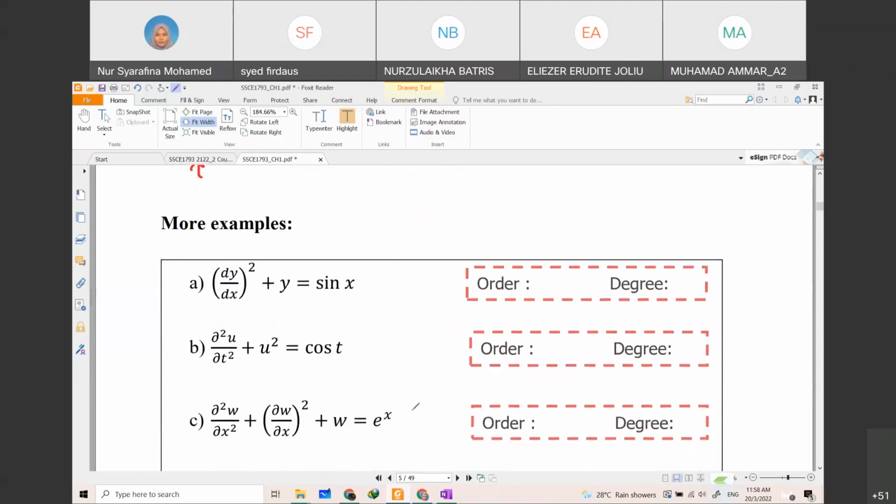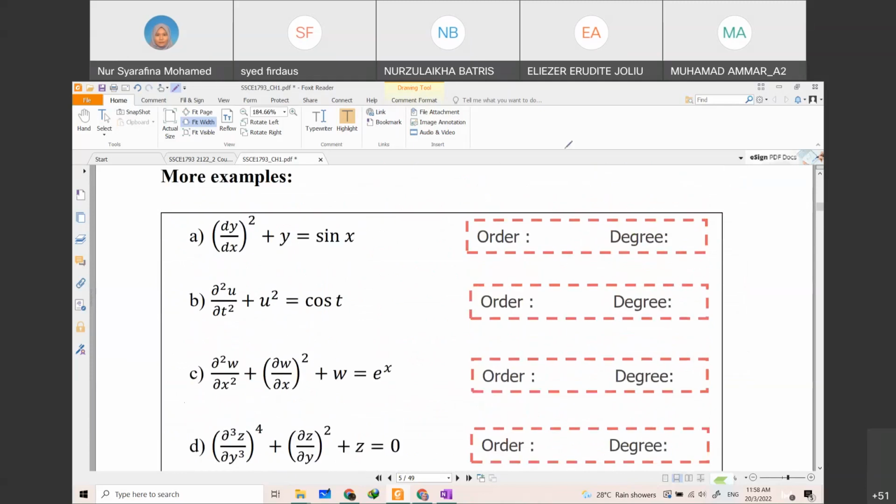All right. Okay. More examples. Let's try this one. The first example here, what is the order? What is the degree then? Okay, the first one. Anyone want to try? This one is first order and second degree. Okay, good. First order and second degree. Okay, second one. Second order and first degree. Second order, first degree. Okay, good. The third one.